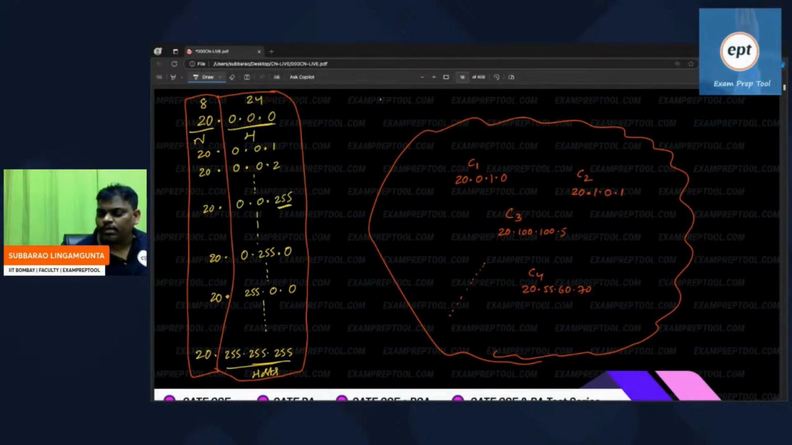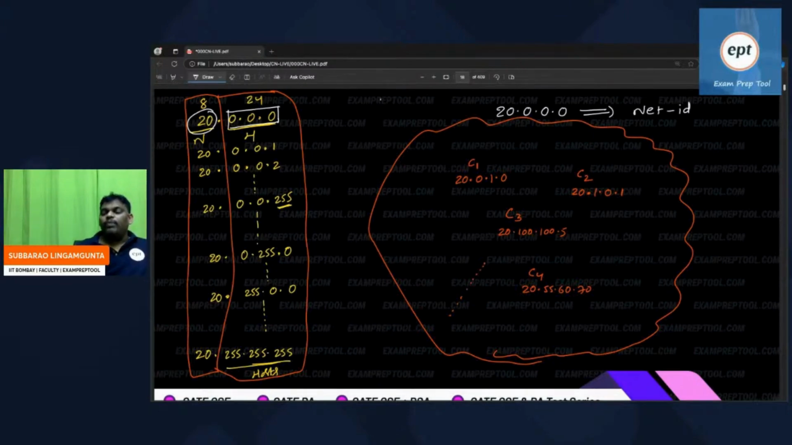Very simple. 20.0.0.0. Remember, host part all zeros, network keep as it is. This is going to be the network ID. Every network should have an ID. It is almost like a surname.